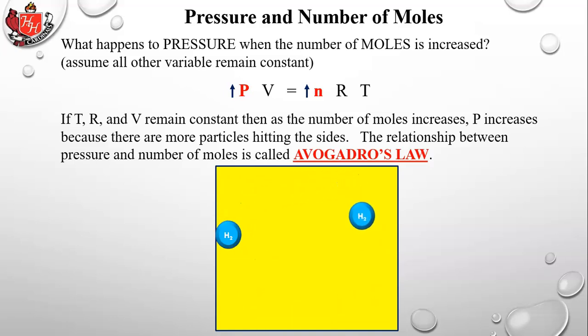So you can see that this one H2 molecule is hitting a certain number of times per minute, for example. If you add a second one, then they're going to be hitting twice as often, so that's going to double the pressure. So doubling the number of moles doubles the pressure.